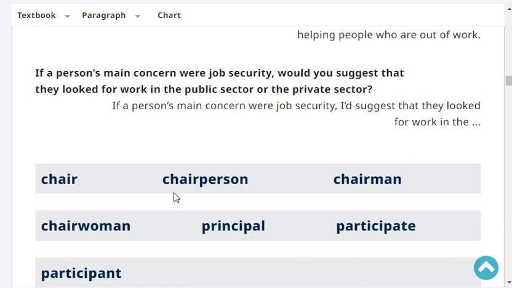But if a person's main concern were job security, would you suggest that they look for work in the public sector or the private sector? If a person's main concern were job security, I'd suggest that they look for work in the public sector.